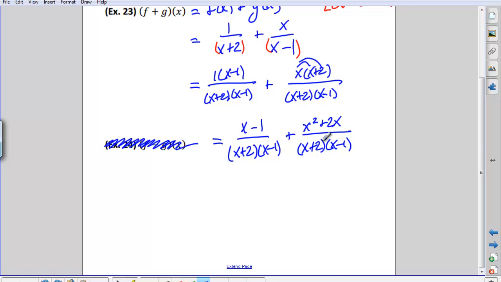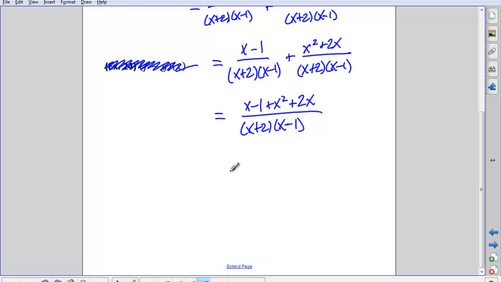And then I can pull all this together now that I've got a common denominator. We've got x minus 1 plus x squared plus 2x. Since I'm adding, I can just pull all this together. And then if I combine some like terms, I get x squared plus 3x minus 1 over that LCD, x plus 2 times x minus 1. So simplifying it down, that's my final answer there for adding those two functions. Now, they're not all that bad, okay?